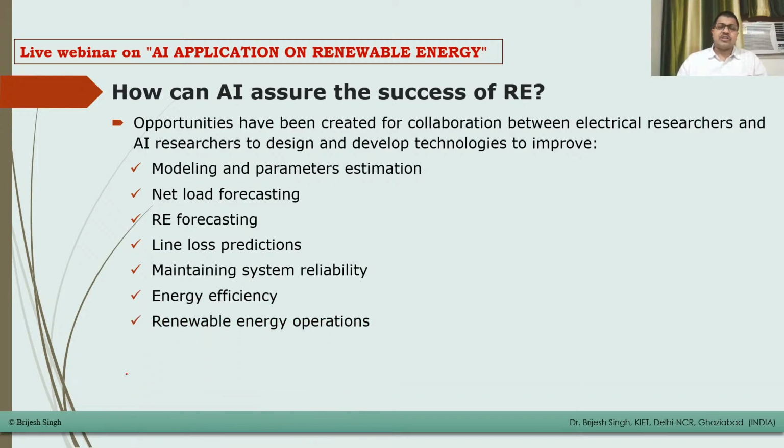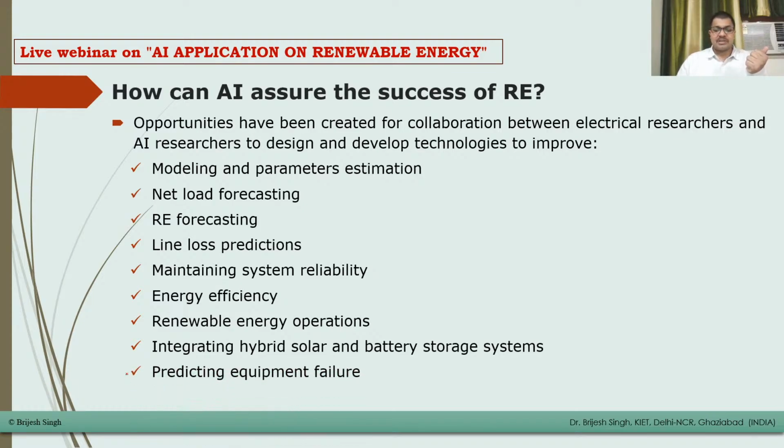Now, renewable energy operations. This is the basic operational, purely technical thing: how we can implement artificial intelligence for the different control and decision-making processes of the control strategies related to renewable energy conversion. Then integrating hybrid solar and battery storage systems is also one of the important areas where you can apply artificial intelligence.